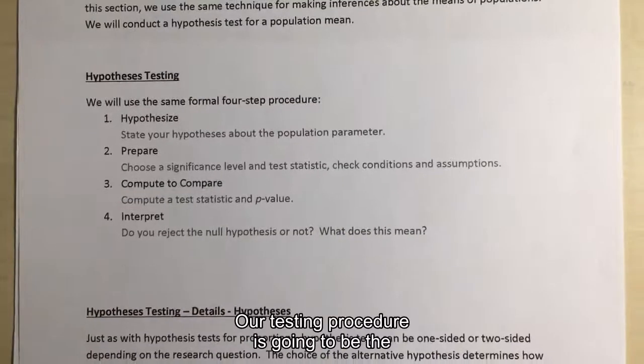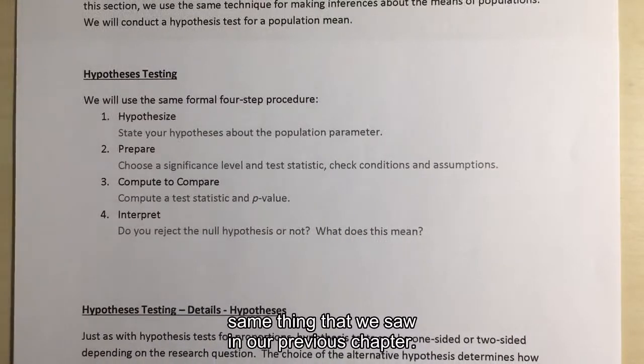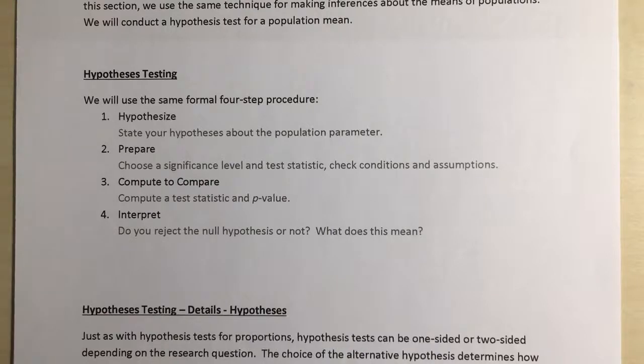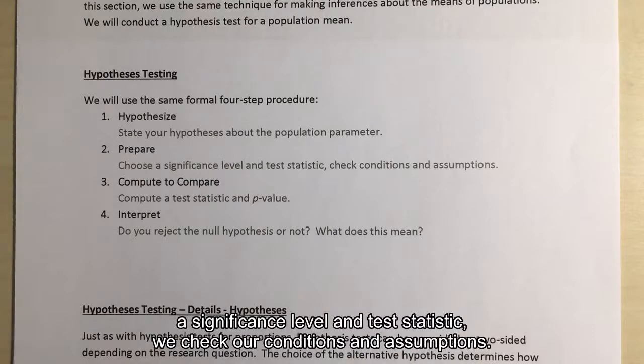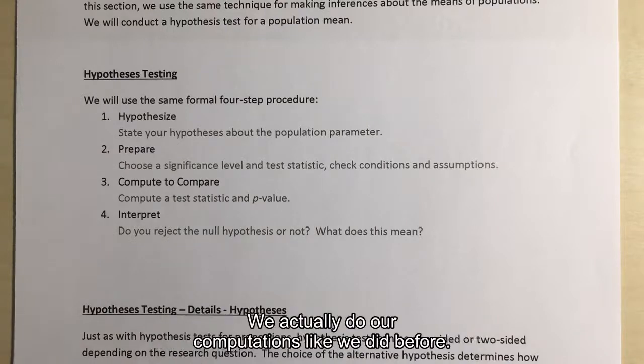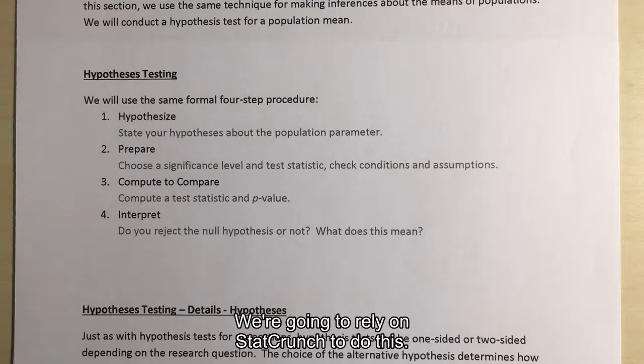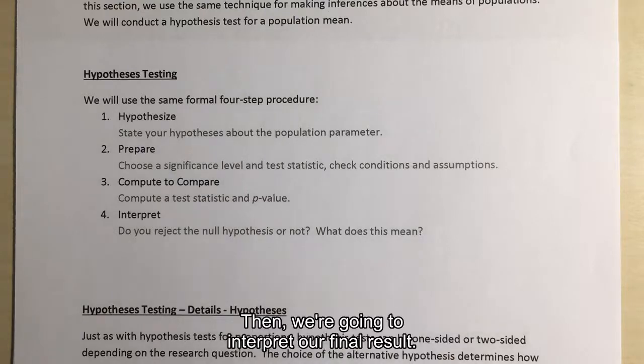So our testing procedure is going to be the same thing that we saw in our previous chapter. We start with our hypotheses, then we choose a significance level and test statistic. We check our conditions and assumptions. We actually do our computations like we did before. We're going to rely on StatCrunch to do this, and then we're going to interpret our final result.